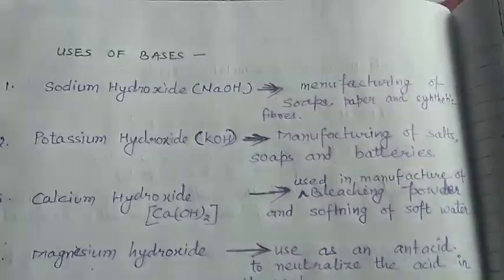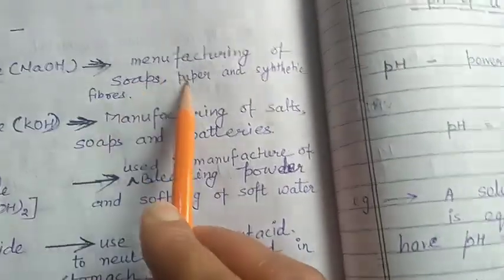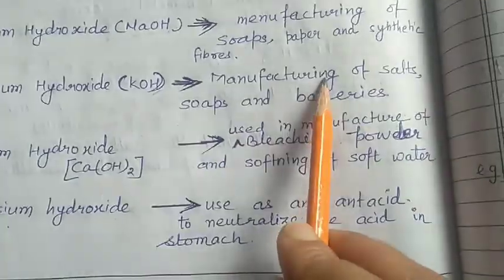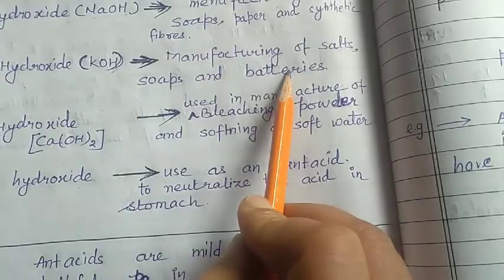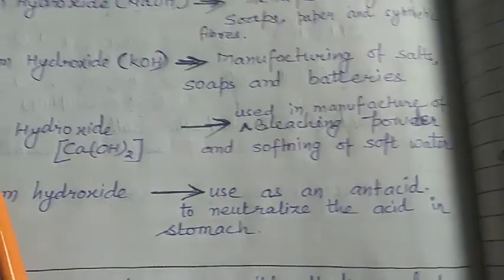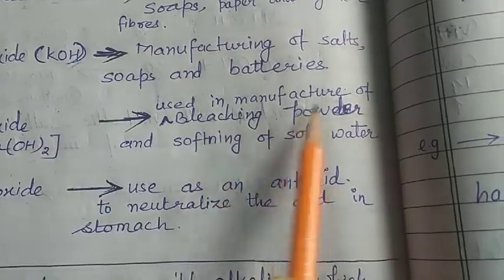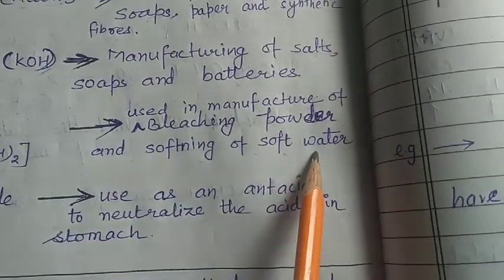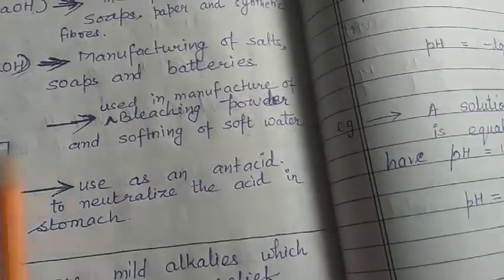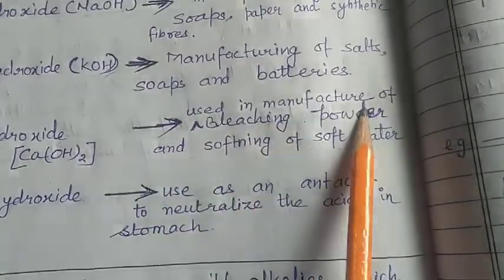What, how and where do we use sodium hydroxide, NaOH? We use it in manufacturing of soaps, papers and synthetic fibers. Next is potassium hydroxide. It is used in manufacturing of salts, soaps and batteries. We use it in batteries too because I told you that they are very good electrolytes. Calcium hydroxide is used in manufacture of bleaching powder and softening of hard water. Soft water and hard water you will get to know in your higher classes. So for now you can simply use it. So calcium hydroxide is used in manufacturing of bleaching powder.